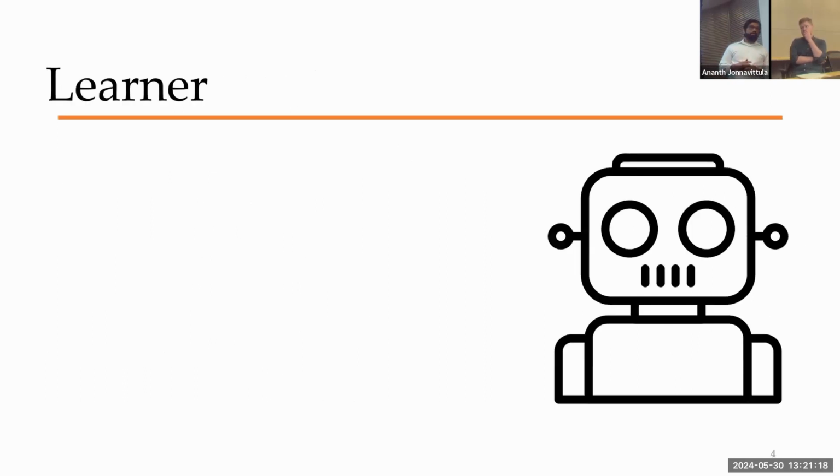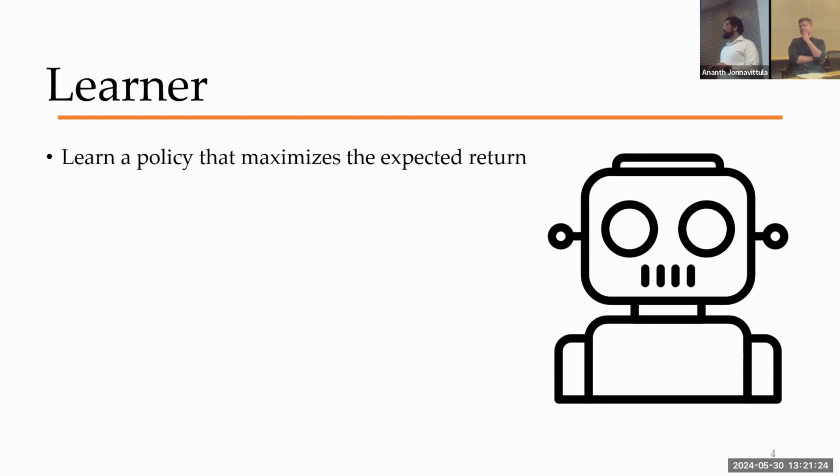Okay, so moving on to the learner. The learner is generally a robot, or it could be any agent, but for our work, it's just going to be a robot. The robot's objective is fairly straightforward. It wants to learn a policy that maximizes the expected return. Here, the return and the reward are basically interchangeable. And generally, a policy is given by this formula.